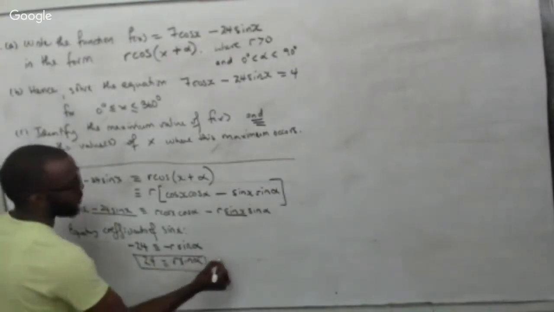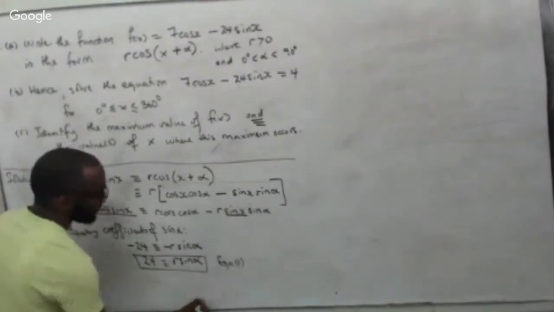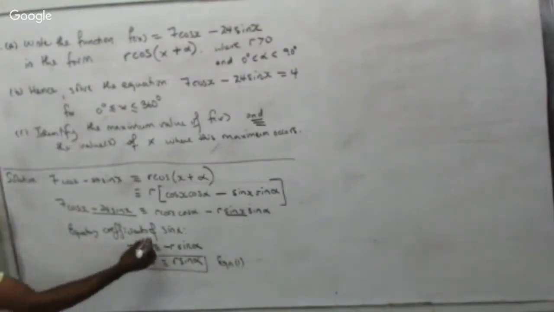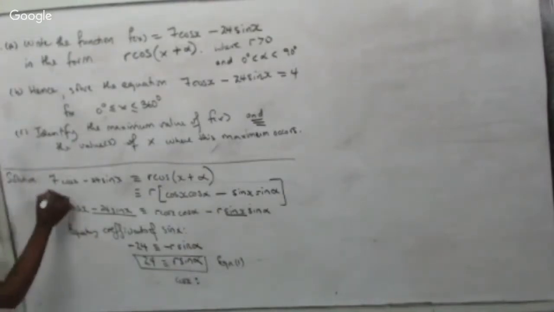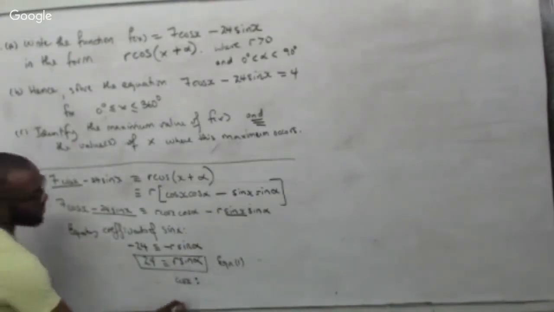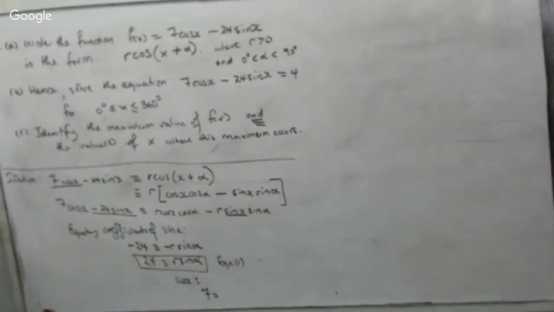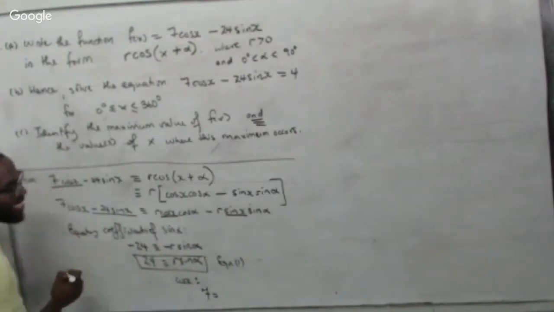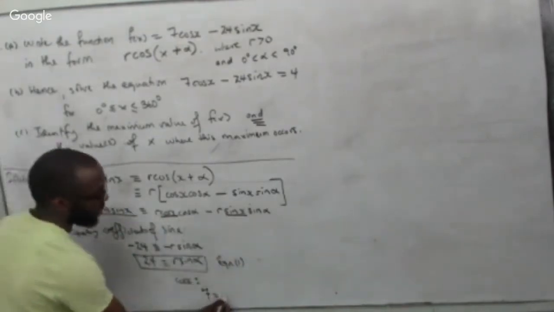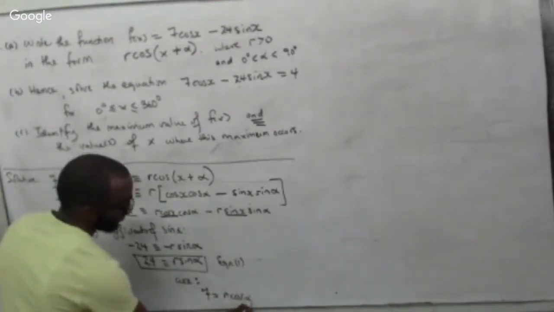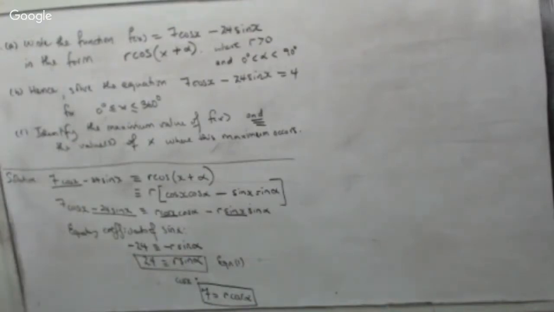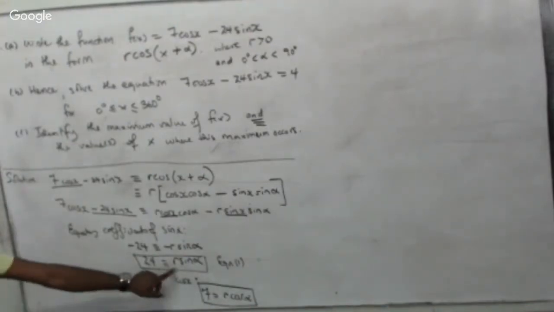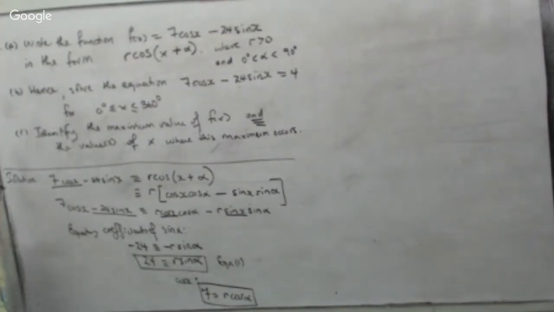That is my equation 1. I will also equate coefficients of cosine x. What multiplies cosine x on the left hand side? 7. What multiplies cosine x on my right hand side? R and the cosine alpha. There's a nice way to check whether or not you're correct in the exam: everything comes to be positive eventually.